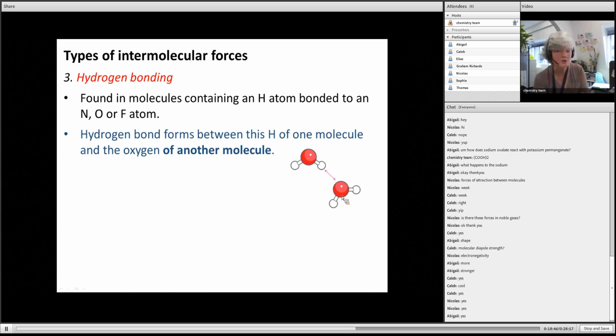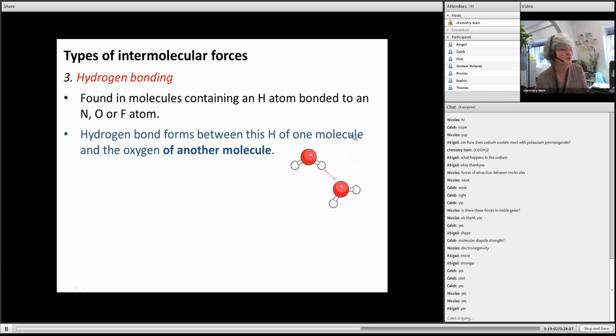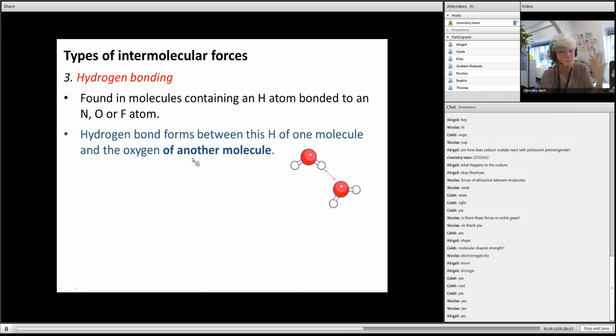A lot of students, when they write the definition, it's not clear. It sounds as though you're talking, it's all in the same molecule, and we don't know if we're talking about a covalent bond or an intermolecular force. So just read it over and go, is this clear what I'm talking about? Okay, so that's why the hydrogen bond forms between this hydrogen of one molecule and the oxygen of another molecule. Try and stress that another molecule is involved.